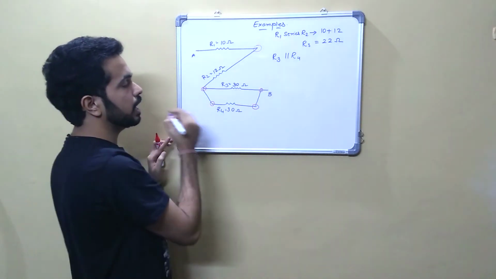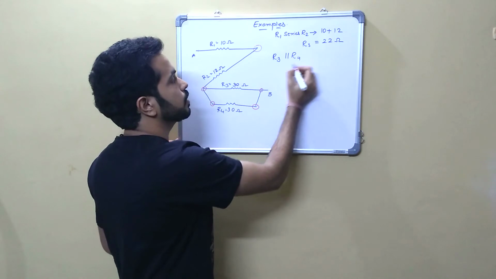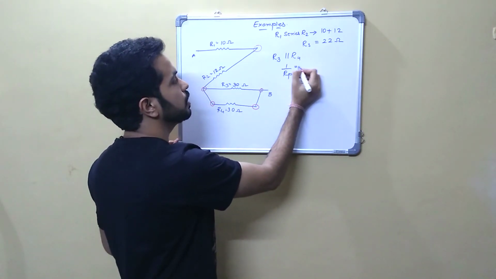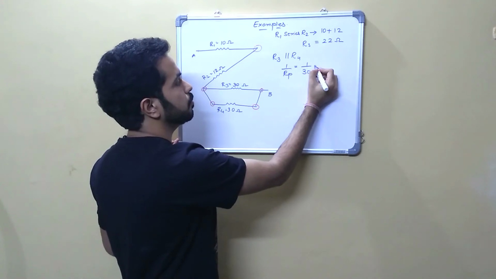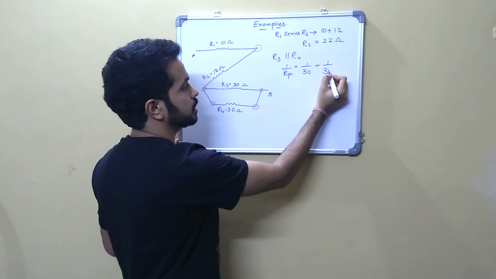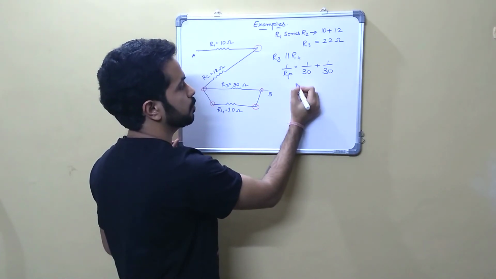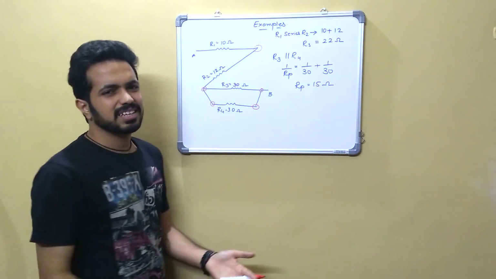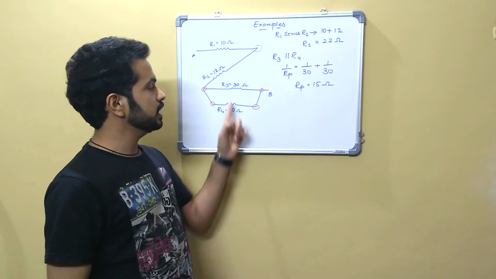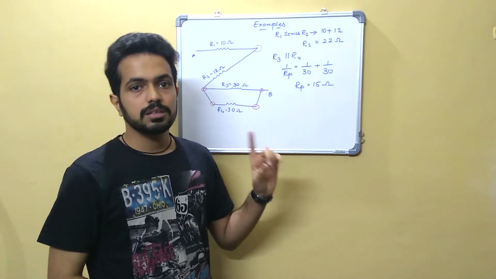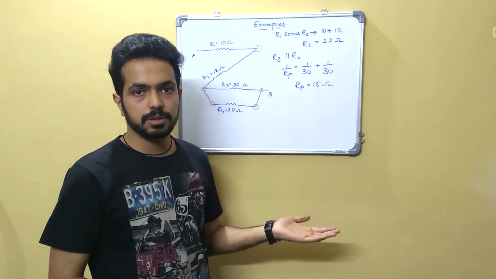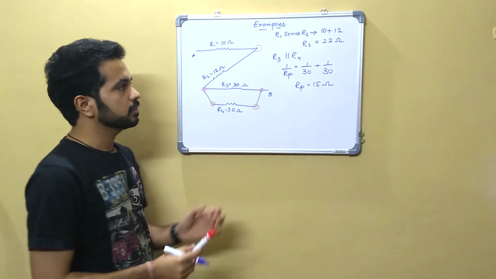And now let's look at R3 and R4. I can say 1 upon Rp would be 1 upon 30 plus 1 upon 30, which will give me Rp as 15 ohms on solving. Now there is a small trick over here. Whenever you have equal value resistance in parallel, the equivalent resistance is always half of that. We saw this in the previous example itself, and here also it proves correct.